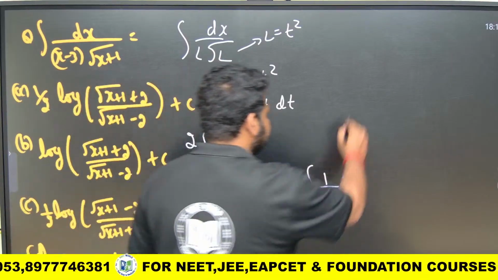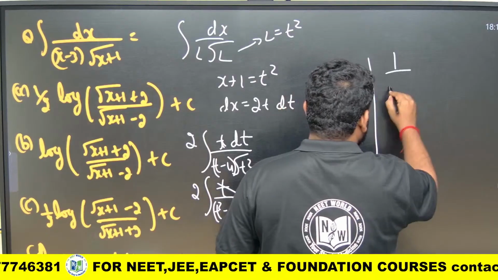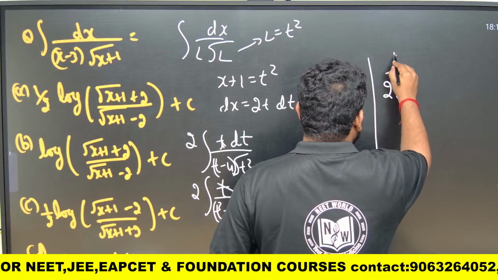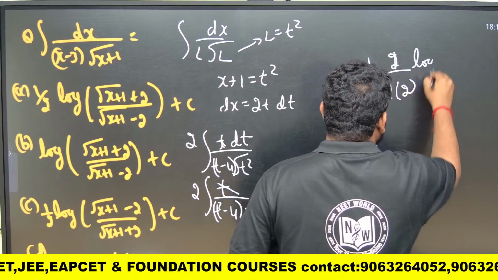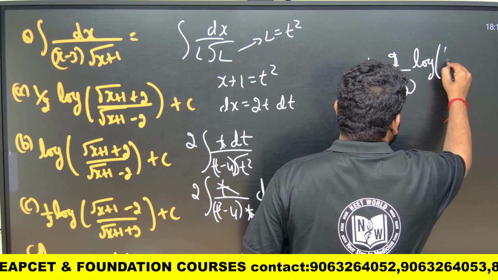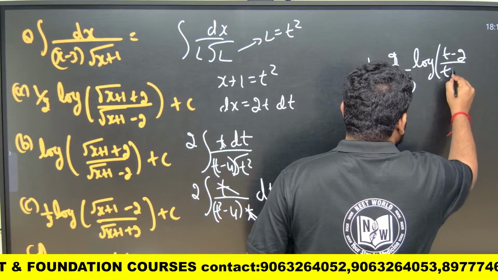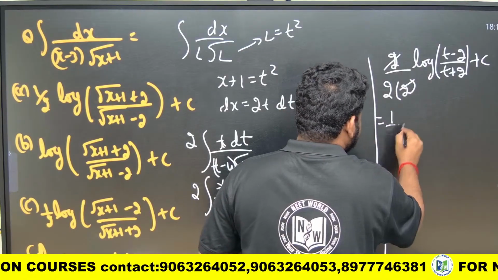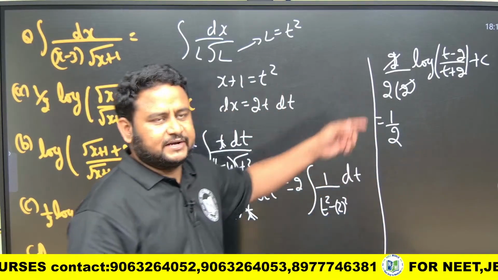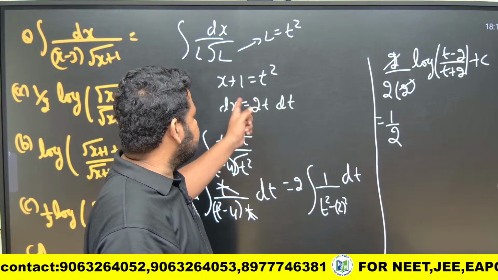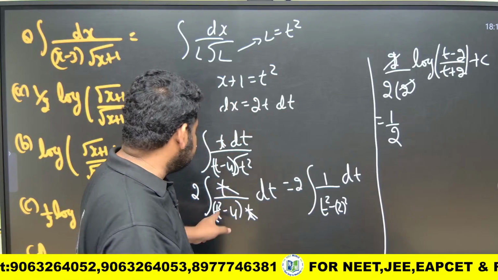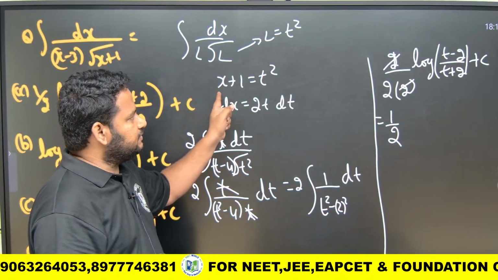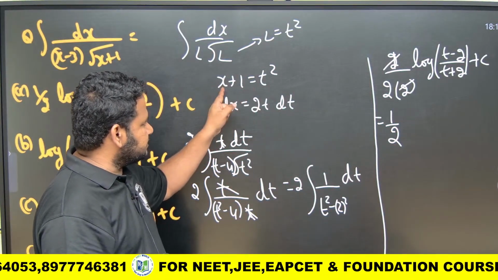So this becomes 1 by 2a, where a is nothing but 2. On top, 2 is there, into log of t minus a, that is t minus 2 by t plus 2 plus c. So the 2 cancels, I will get 1 by 2 into log of t minus 2 by t plus 2. What did we take t as? We took x plus 1 as t square.